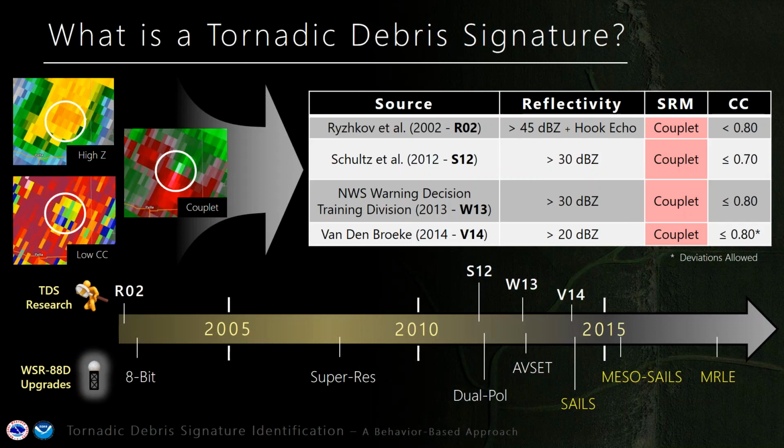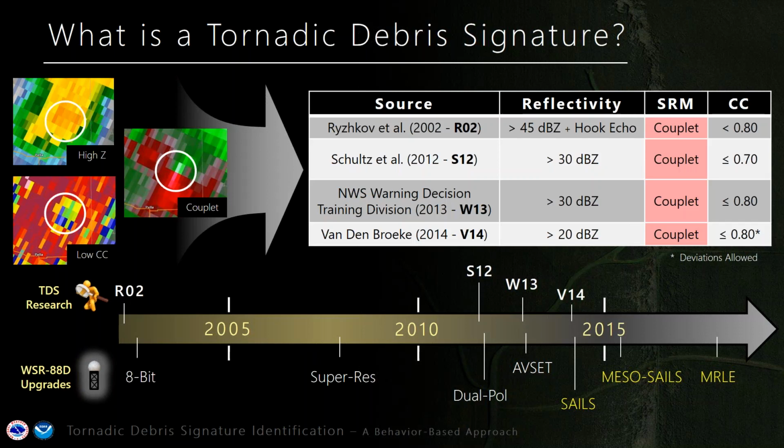There's been a gradual relaxation in the reflectivity threshold all the way up. One of the later studies I found, by Vandenbroeke, had the reflectivity as low as 20 dBz could be used to classify a signal as reliable. One of the big linchpins that all these studies hinged on was the need for an SRM couplet. Remember that as I go in the next couple of slides here. And even correlation coefficient has varied quite a bit, even to the point where the Vandenbroeke study said that there's deviations allowed. So he's explicitly stating that these things don't fit into nice, pretty bins like we thought they did.